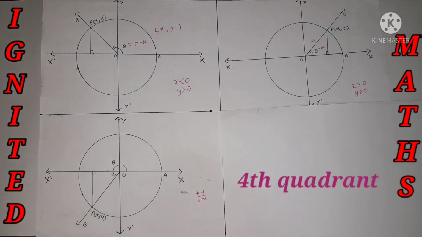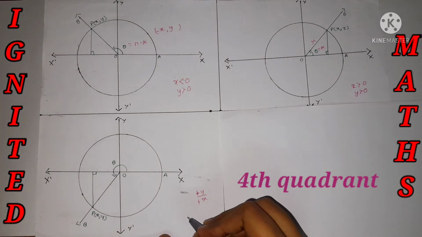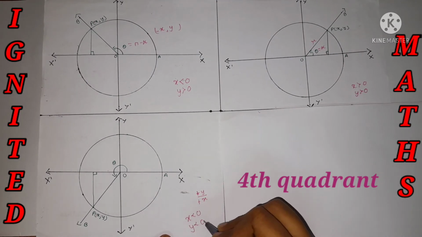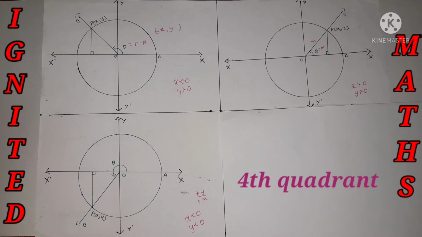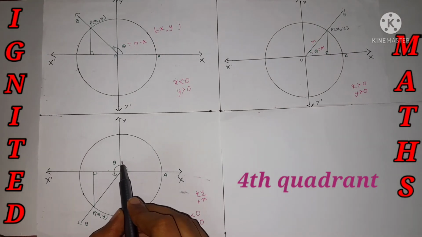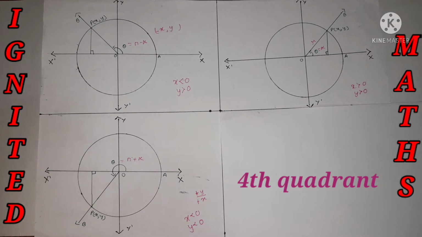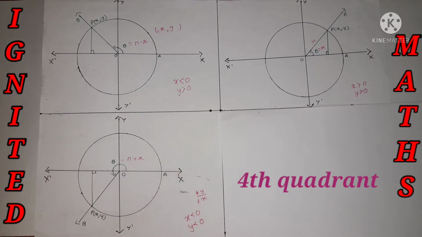Now the point P(x, y) lies in the third quadrant. The x value will always be less than 0 and the y value will also be less than 0. The theta value lies between pi to 3 pi by 2, that's about 180 to 270 degrees. So theta is equal to pi plus alpha. According to the quadrant, the theta value, the argument value, changes.